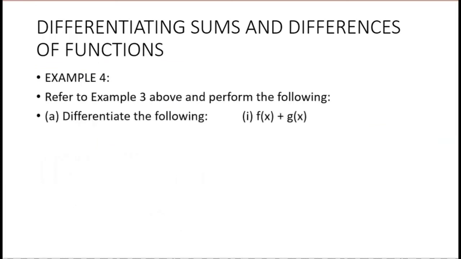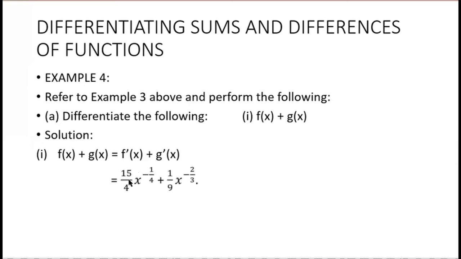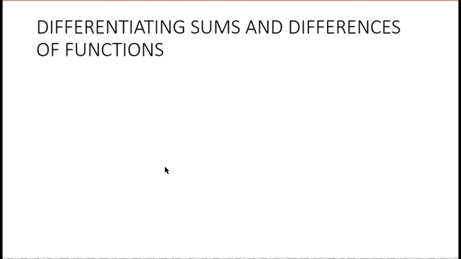Okay, so for letter A, we have f of x plus g of x. So to find the sum of the two functions, f of x plus g of x is equals to f prime of x plus g prime of x. So we have the expression 15 over 4x raised to negative 1/4 plus 1 over 9x raised to negative 2/3. That's the derivative of f of x plus g of x.